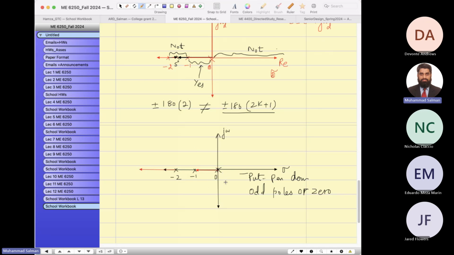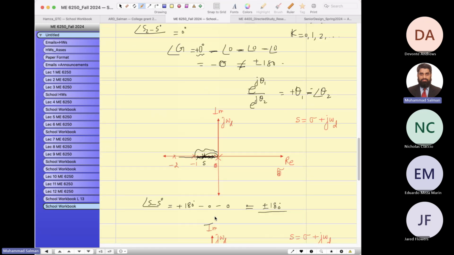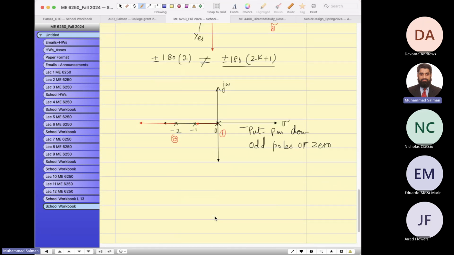So you see, this is my odd pole, and this is my odd pole. Sorry, this is pole number three. So as soon as you hit the odd pole or zero, you put the pen down, and lift it when you hit the even number of poles. You see my point? So rather than going through all these calculations, you can use this technique to solve for the real axis root locus.